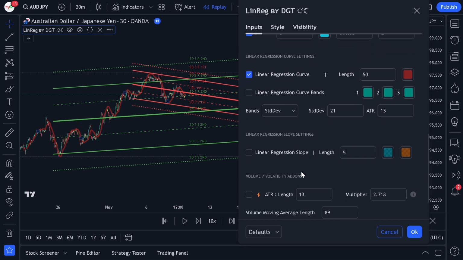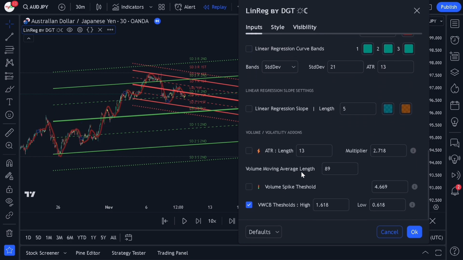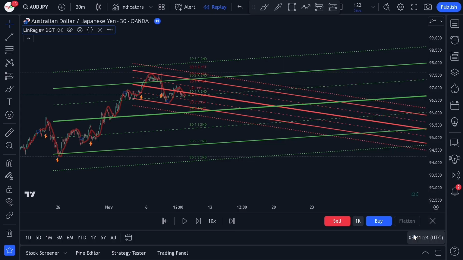Next, we want to go down to ATR length, and we want to ensure this is enabled. This will detect candles that are significantly larger based on the ATR value. These candles can be a good indication of increased volatility and can be a good sign to enter the market. And finally, we want to disable volume spike threshold to remove the candle coloring. That's all we need to adjust for now.